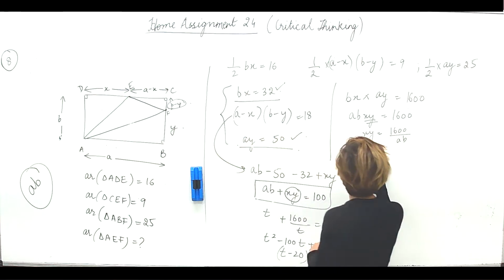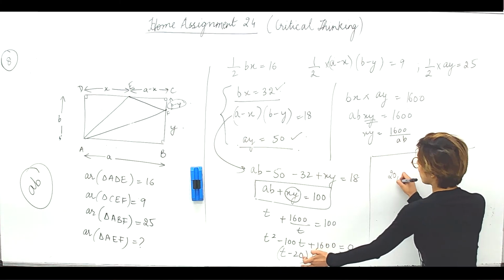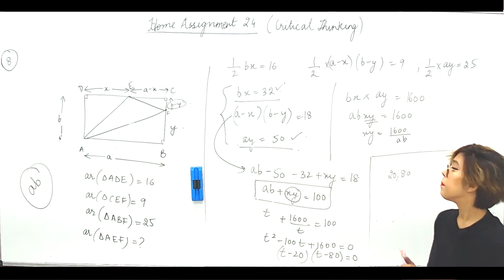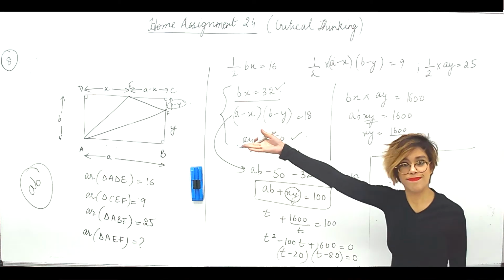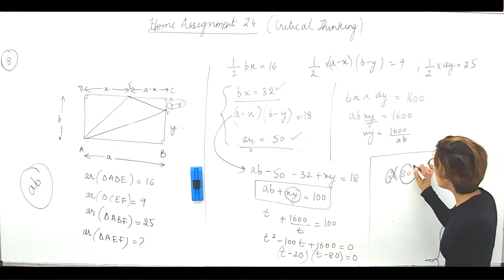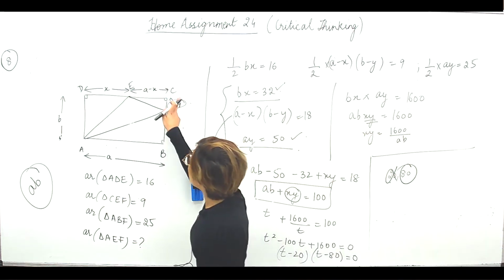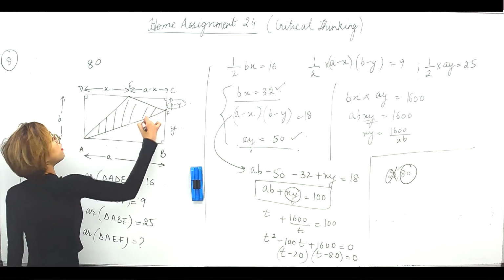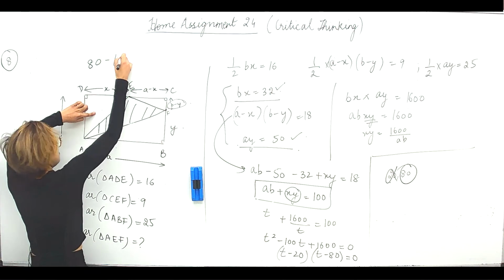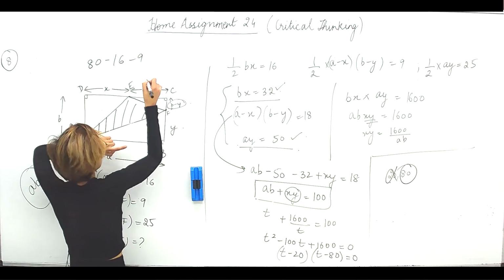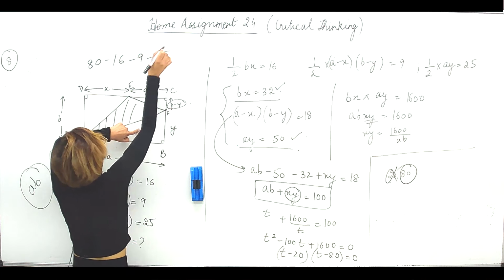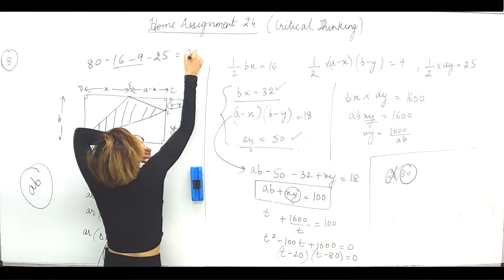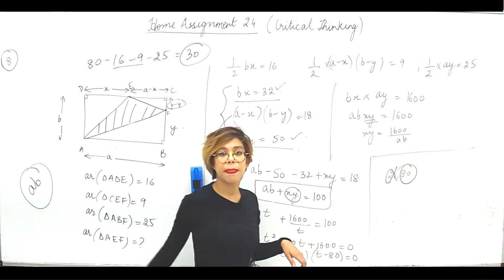So area of rectangle, either it is 20 or it is 80. Obviously 20 तो हो नहीं सकता because of obvious reasons. It has to be 80. The entire area is 80. मुझे कौन सा area चाहिए वाला? So subtract this is 16. Subtract this is 9. Subtract this is 25. So 80 minus 50, so answer is 30. That's the answer.